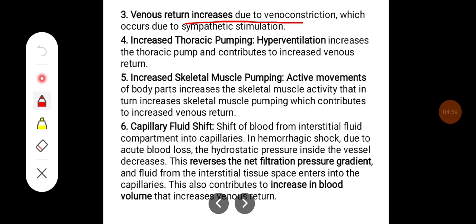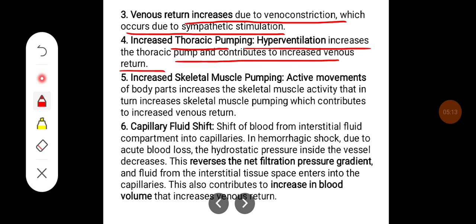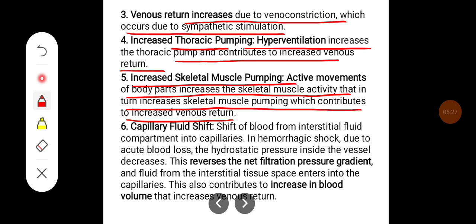Venous return increases due to the vasoconstriction, which occurs due to sympathetic stimulation. There will be increased thoracic pumping that occurs because of the hyperventilation, which increases the thoracic pump and contributes to increased venous return. There will be increased skeletal muscle pumping, that is, active movements of the body parts increases the skeletal muscle activity, that in turn increases skeletal muscle pumping, which contributes to increased venous return.